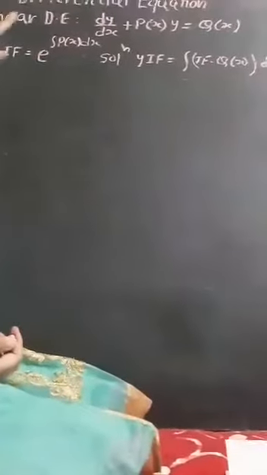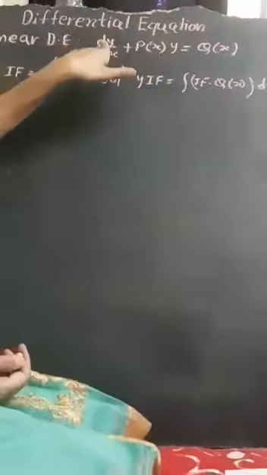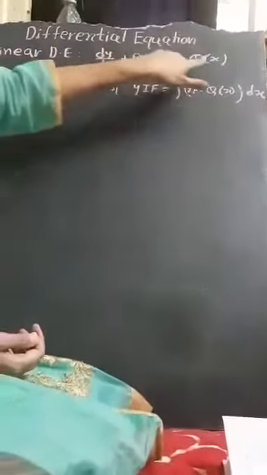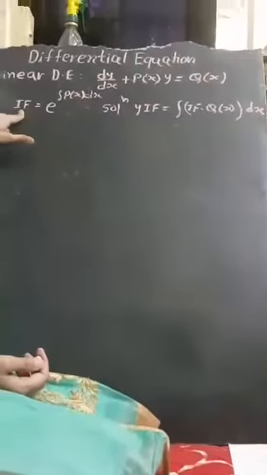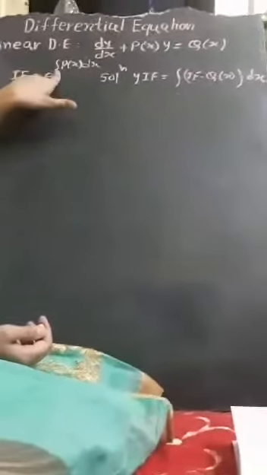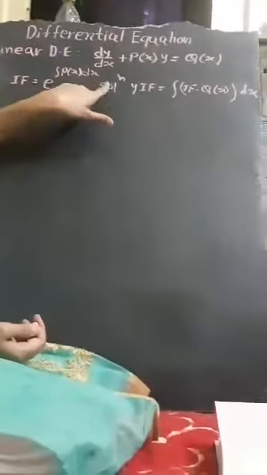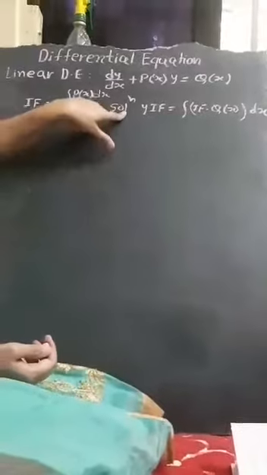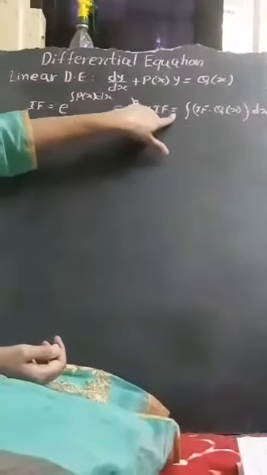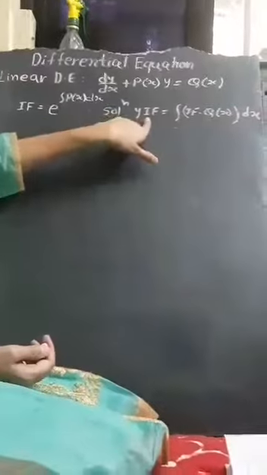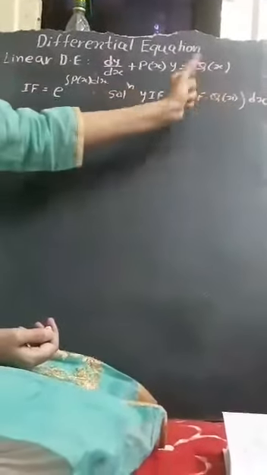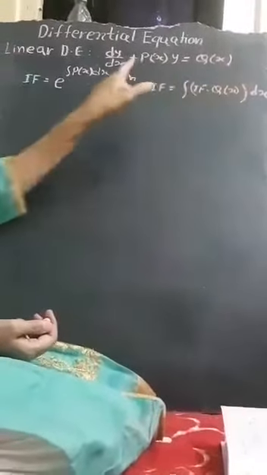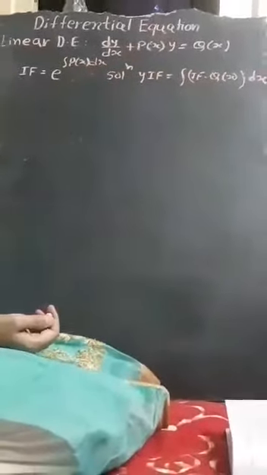I'll repeat. You have to bring the differential equation to this form. You have to find out what is px, what is qx. After finding that, you have to find out the integrating factor, that is e raised to integral px dx. Then the solution of the differential equation is y into IF is equal to integration of whatever IF you have calculated, you multiply that with qx, and that term you have to integrate. That will be the answer of the differential equation.